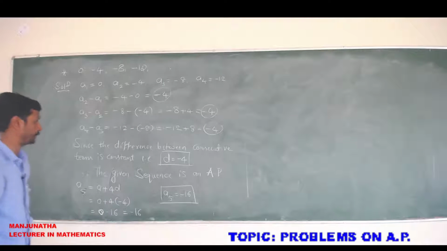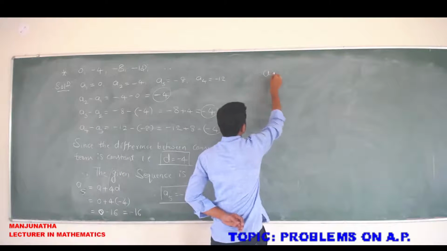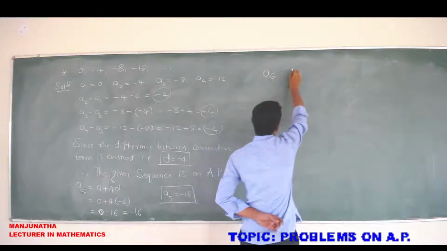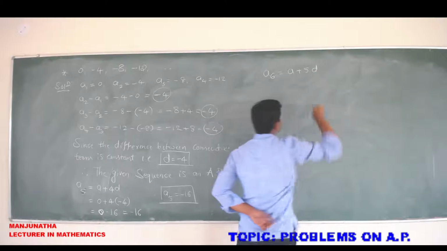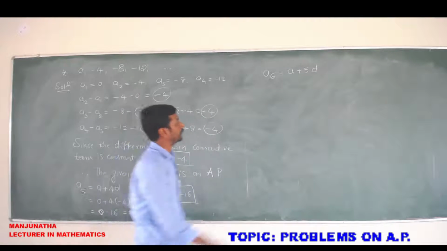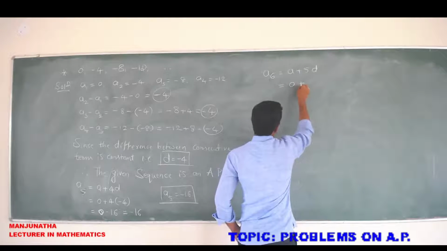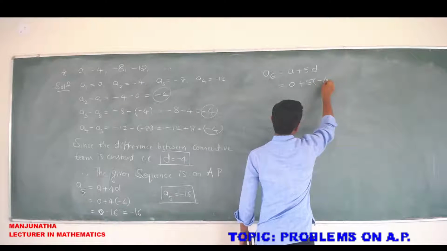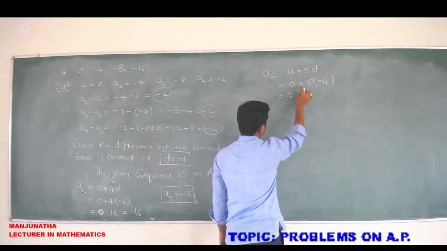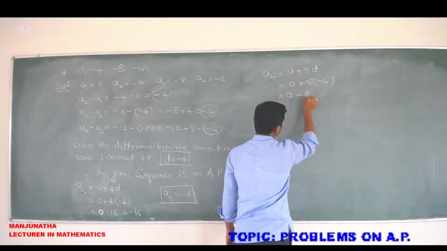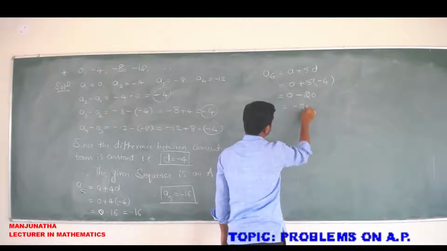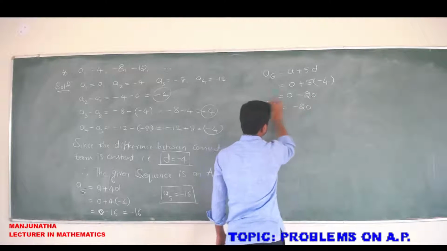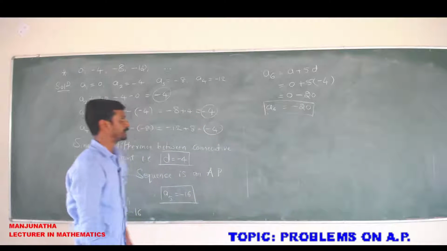Now let us calculate the sixth term. a6 equals a plus 5d. Here a is 0, so 0 plus 5 into, what is the common difference? Common difference is minus 4. This is equal to 0 plus 5 into minus 4. Minus 5 fours are 20. Therefore, minus 20 is the sixth term. Therefore sixth term is minus 20.